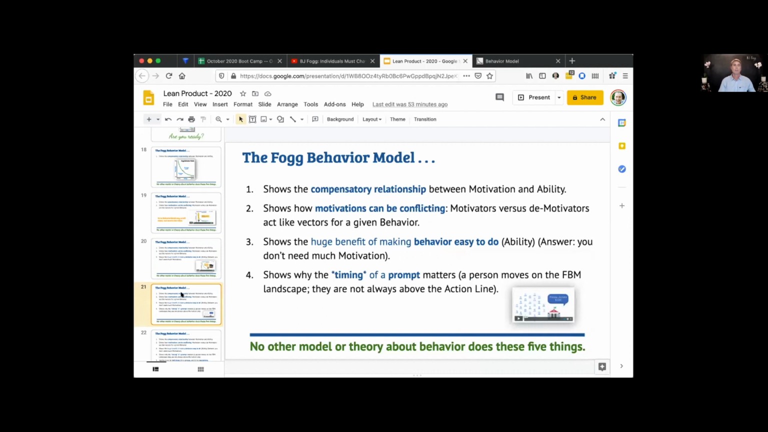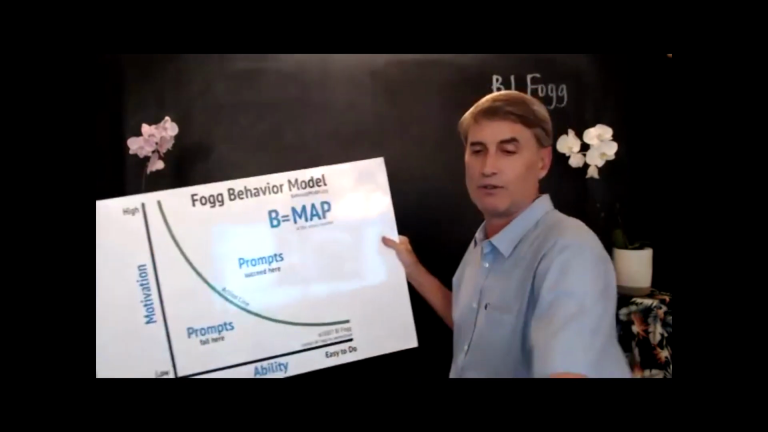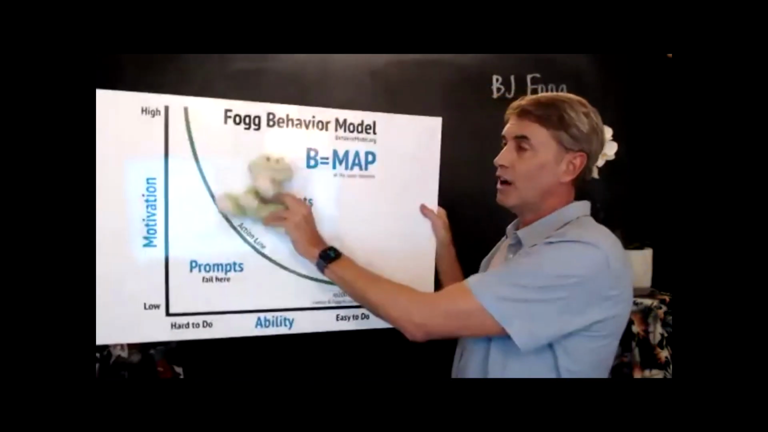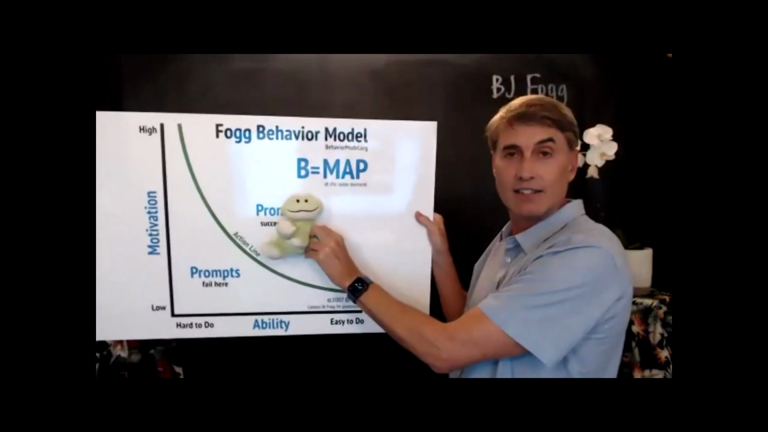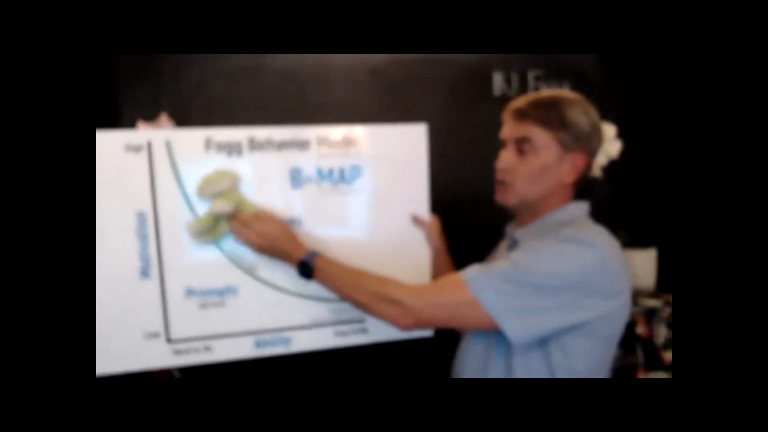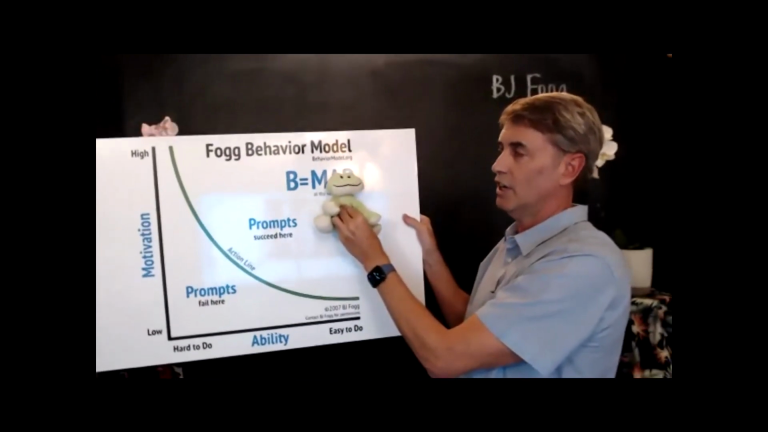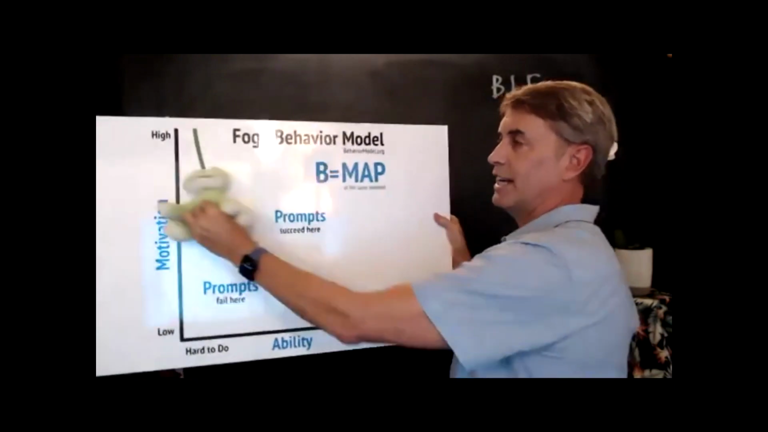Next, the timing of the prompt matters. We're going to go back to the poster here. So for any given behavior, let's say donating to the Save the Reef Foundation in Maui. We'll go with Frog since he likes water more. Frog is not just in one place in the landscape. He or she is shifting around. Let's say Frog got a huge pay raise. Well, now Frog is more capable of donating. It's easier to do. Let's say Frog loses his or her job. Now it's harder to do.